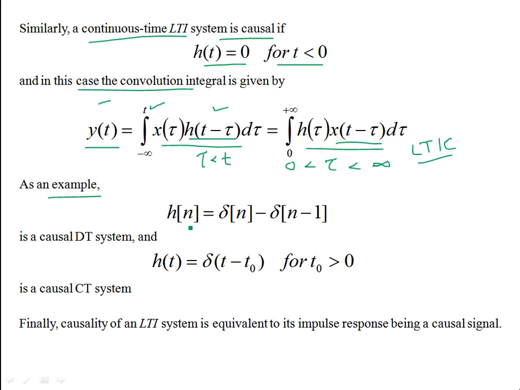So as an example, suppose the impulse response of the system consists of two samples, delta n minus 1. You can see that h of n over here is 0 for n less than 0.